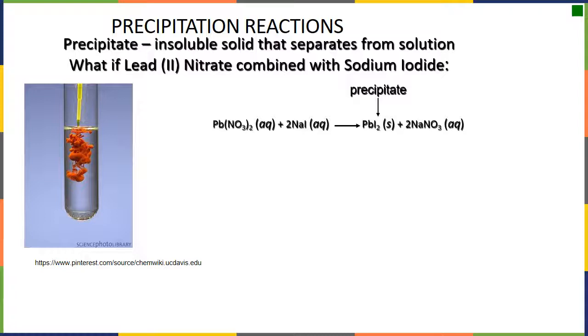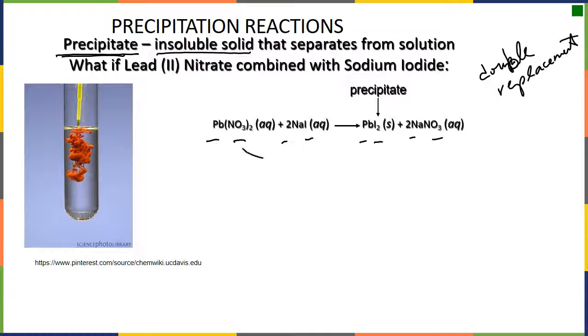So let's consider a reaction. We want to consider a precipitation reaction where we're going to make an insoluble solid that's going to separate from the solution. And that's important because it's going to be ions left in our solution. So let's start with this. If we have lead nitrate and we react it with sodium iodide, it is going to make lead iodide and sodium nitrate. Now note, this is also a double replacement.